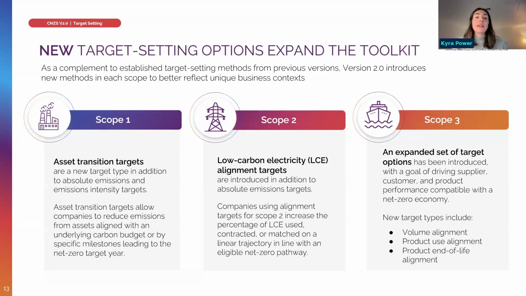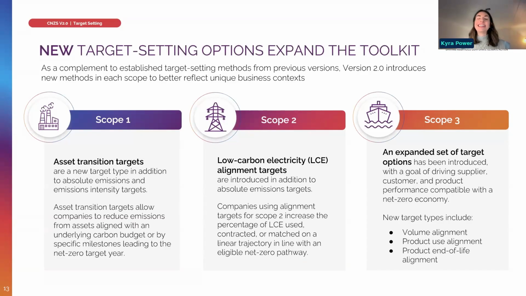In scope 2, companies can choose to set an absolute emissions reduction target or a low carbon electricity alignment target. If setting an alignment target, companies increase the percentage of low carbon electricity used, contracted, or matched on a linear trajectory in line with an eligible net zero pathway.